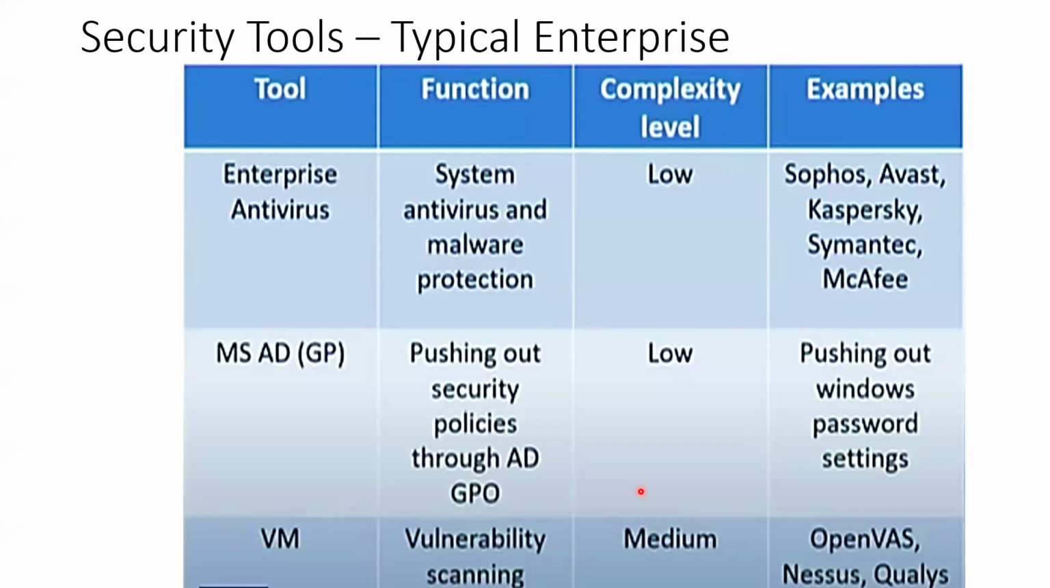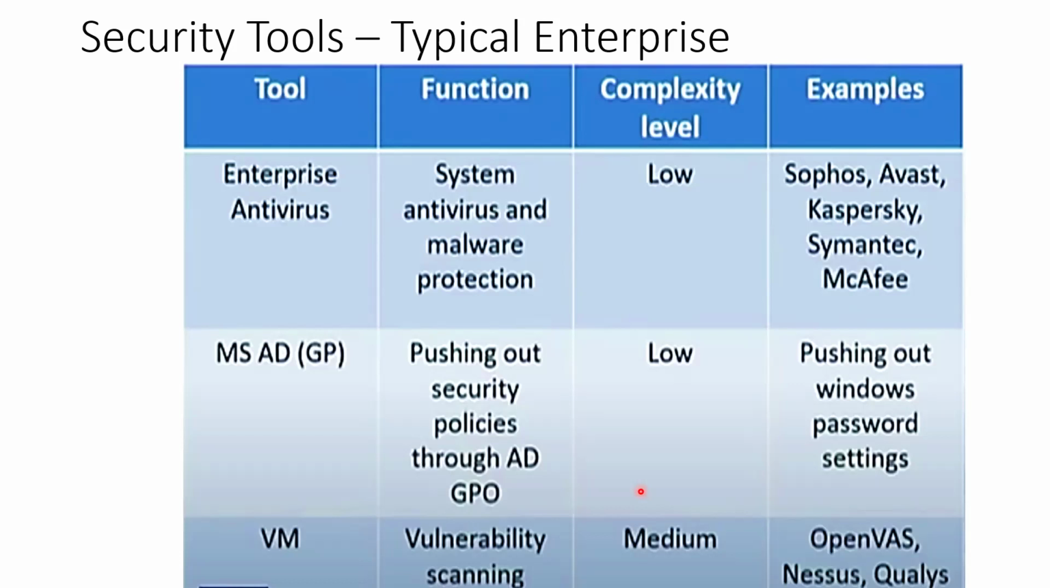Their function is to provide antivirus and malware protection, and its complexity is quite low. The top vendors of enterprise antiviruses are Sophos, Avast, Kaspersky, Symantec, and McAfee. And then we talk about Microsoft Active Directory, which is used to maintain or regulate the policies present at an enterprise level.